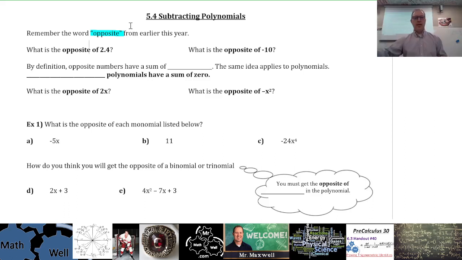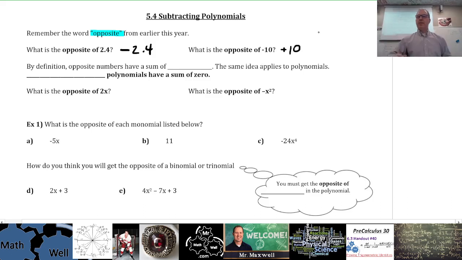So excellent. So what's the opposite of 2.4 then? That number would be -2.4, right? The opposite of 2.4. Because this is understood to be a positive number, positive 2.4. Hopefully you guys can see that up there. And so if it's a positive 2.4, the opposite is negative. Good. Okay, what's the opposite of -10?